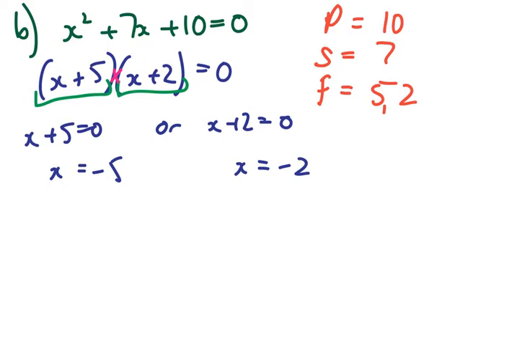This will help you out. Okay. Example C. C for Cartesian. C for champions. Let's go.